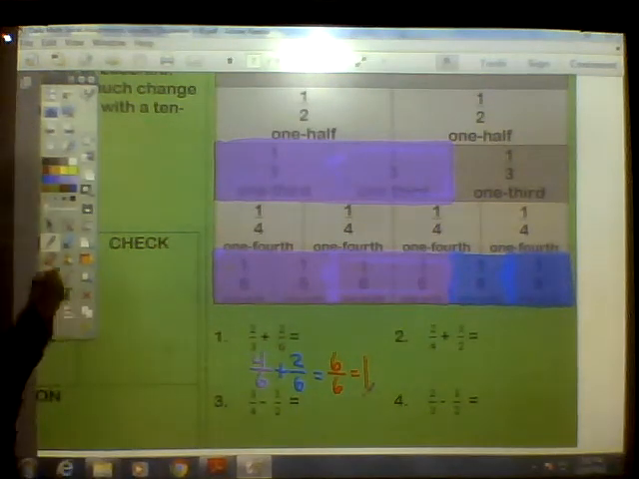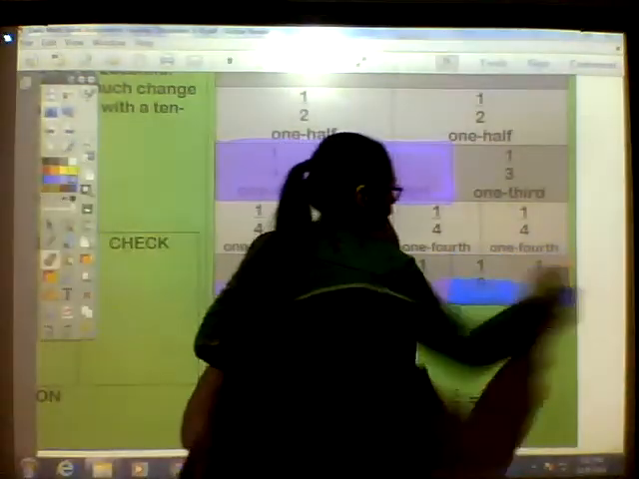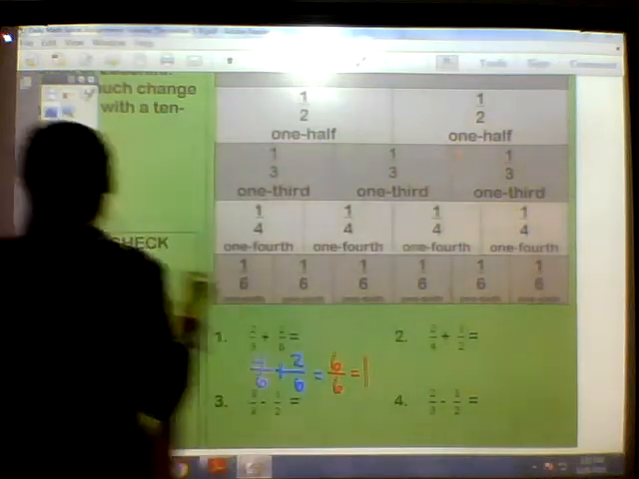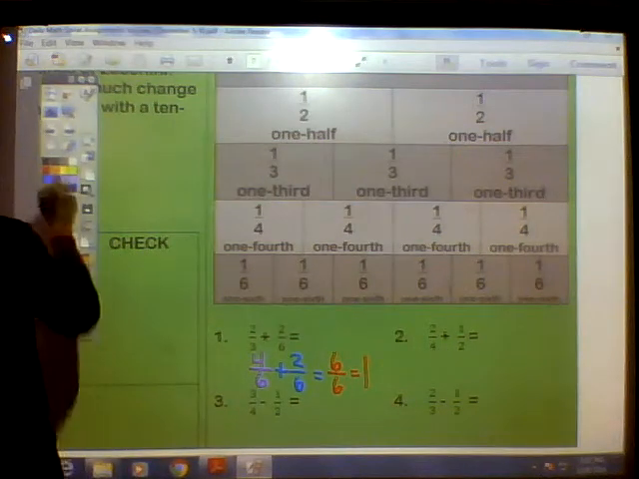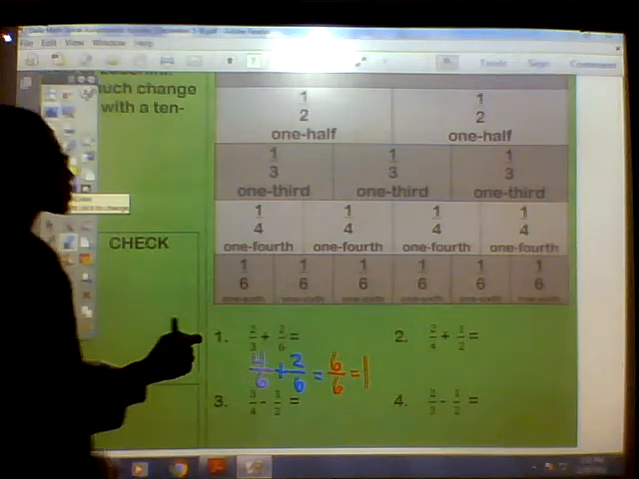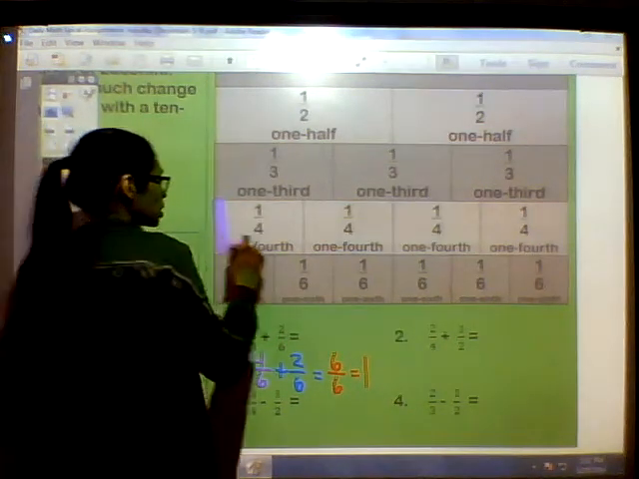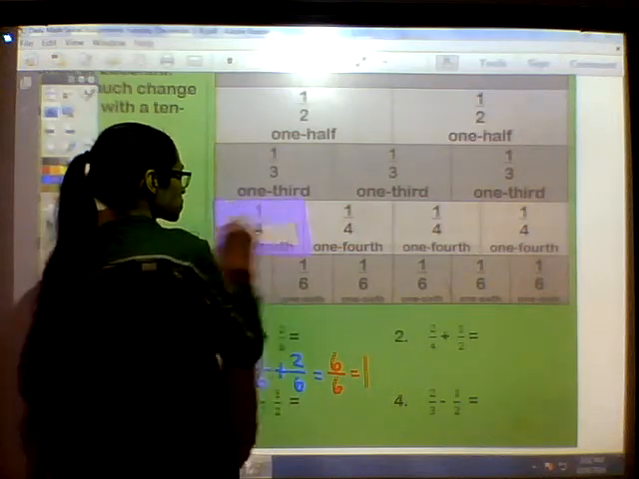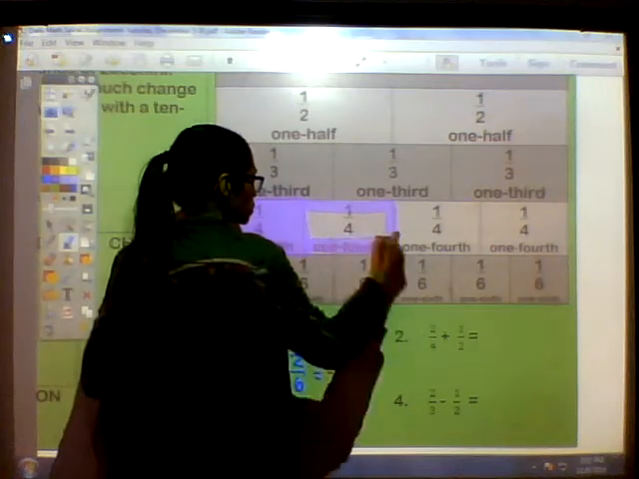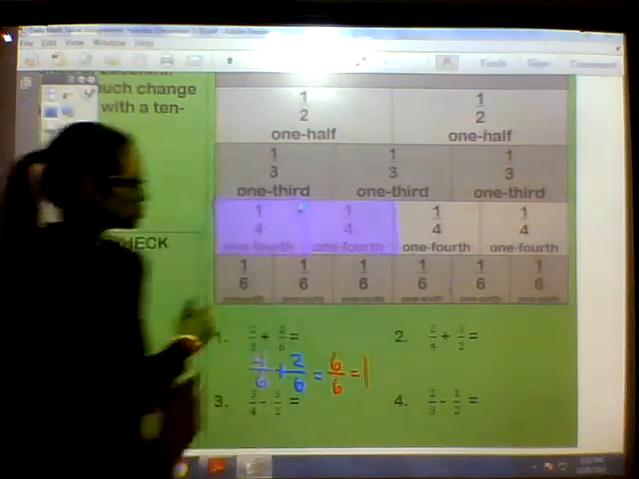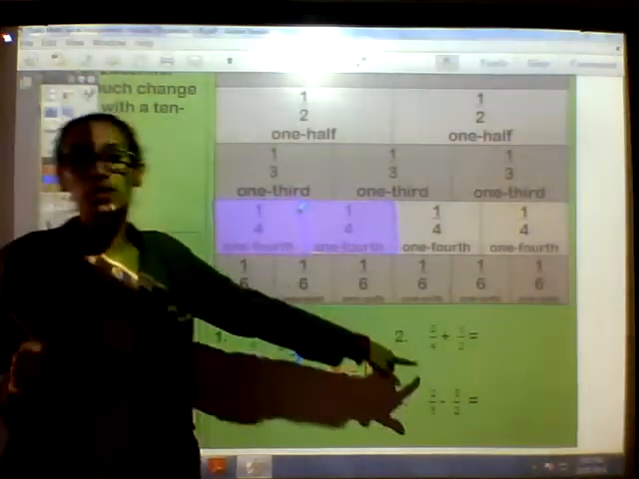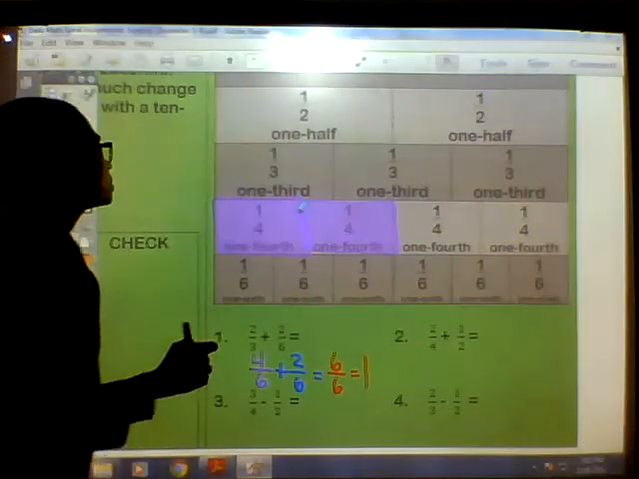All right, let's look at number 2. Let's erase this. Oh, that's a big eraser. All right, number 2 says 2/4 plus 1/2. Let's shade in 2/4. Right here, 1/4 plus 1/4. So that's 1/4 and 1/4 makes 2/4 right there. And 1/2 right here.